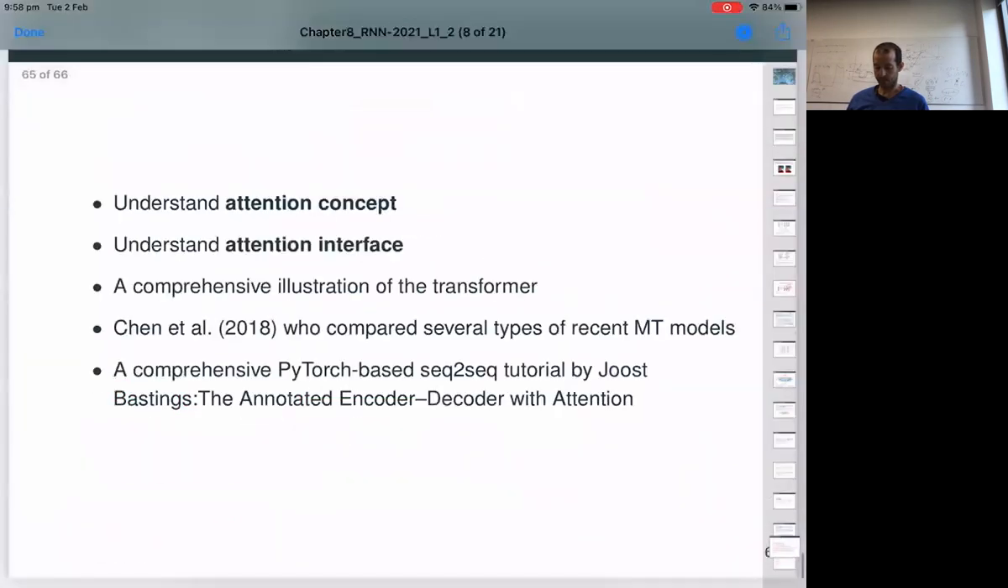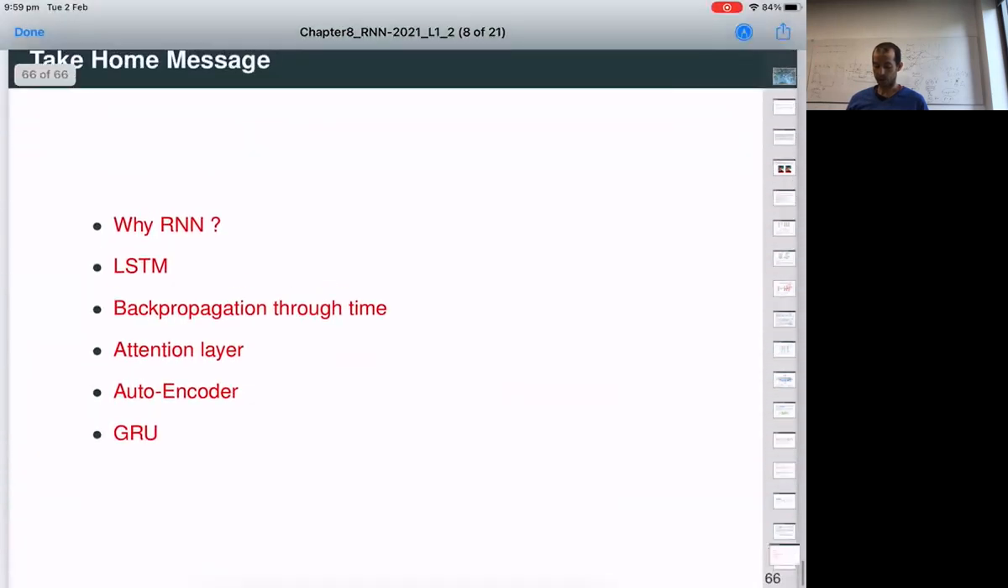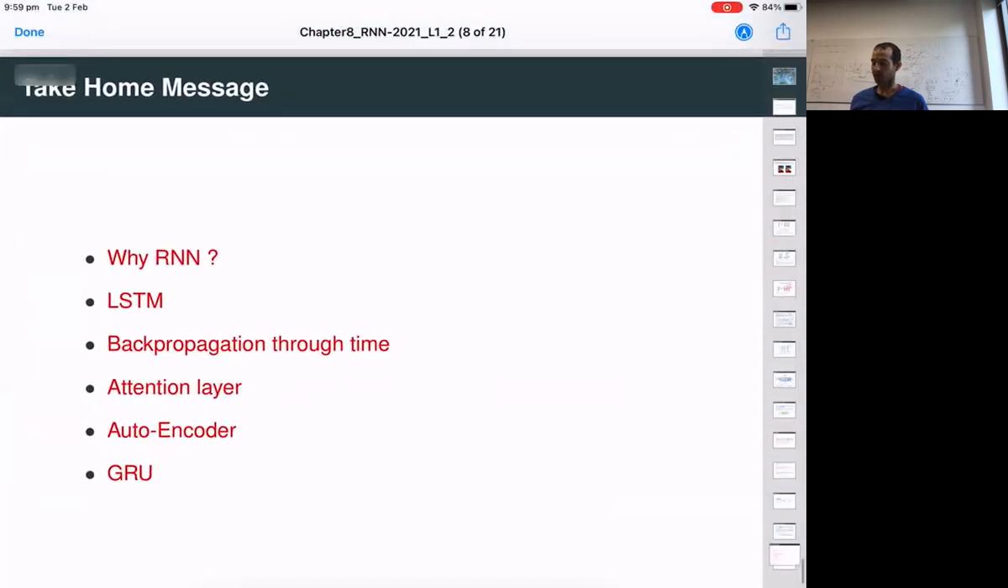You have a comprehensive one. I put something on PyTorch, which is a tutorial, but it's quite nice: a tutorial in PyTorch for the sequence-to-sequence model. I don't remember your name, you asked me yesterday. And you also have this paper where you compare different machine translation models. I'm sorry to be so long. Take home message: I hope you have learned something.